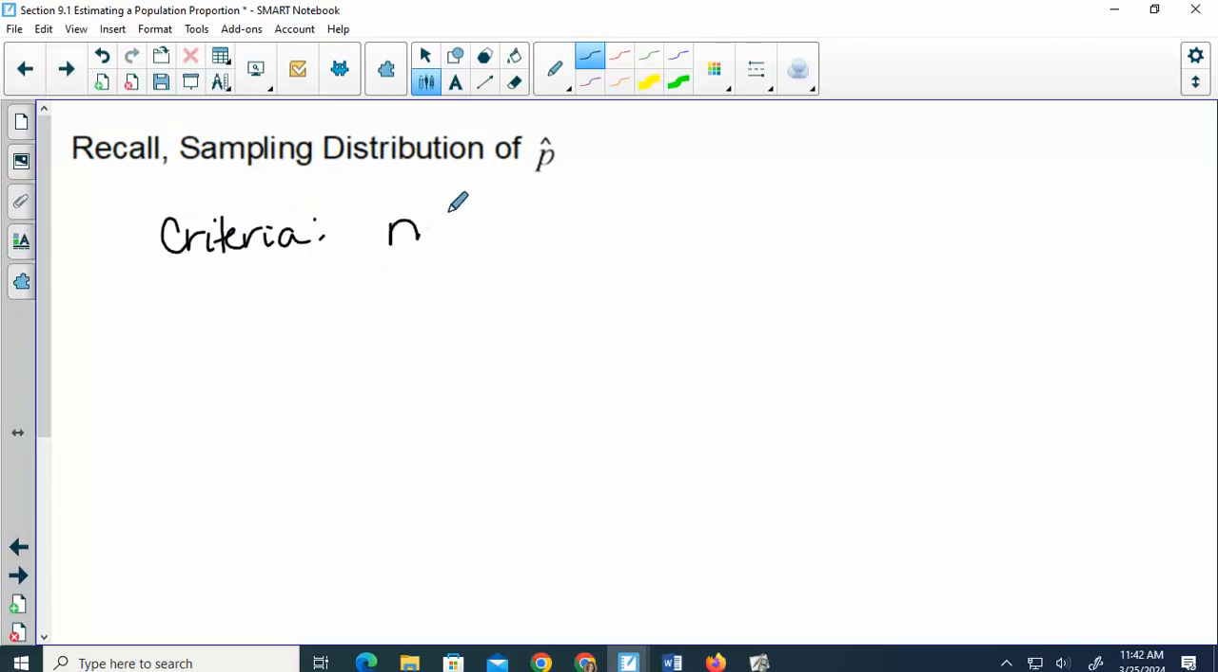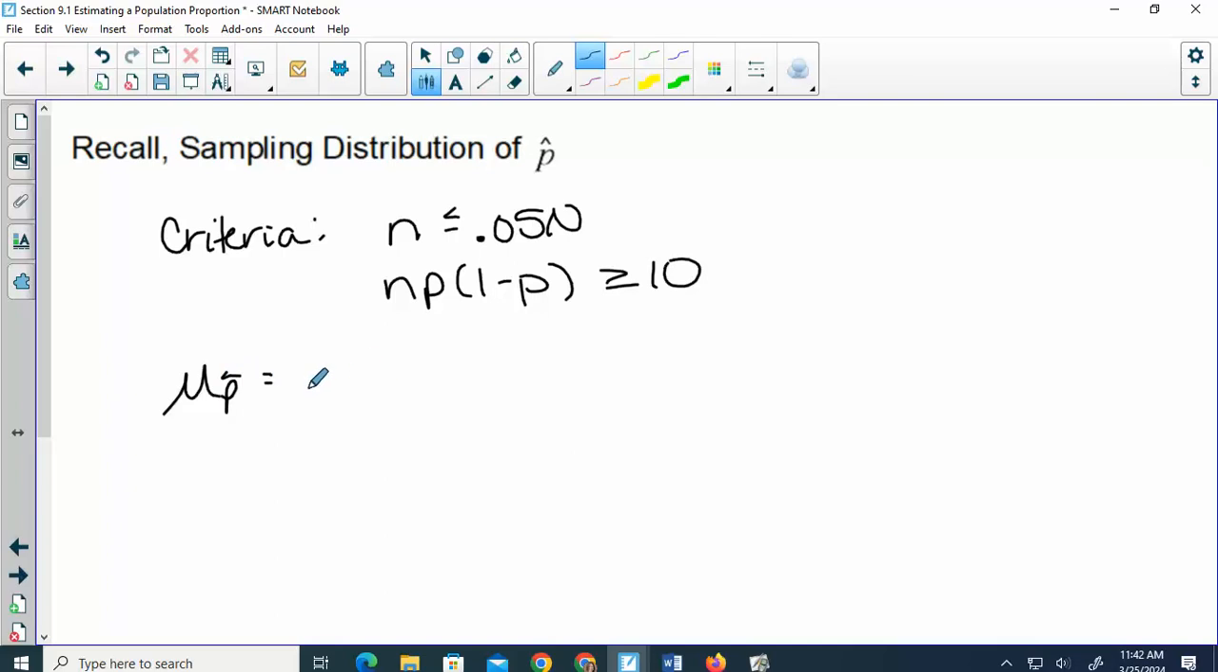The sample has to be less than 5% of the whole population, and the mean for my p-hat was just our population proportion. Standard deviation for p-hat is the square root of p times 1 minus p over n.